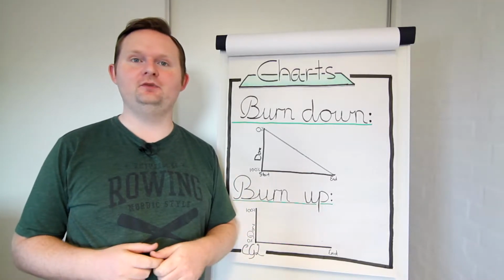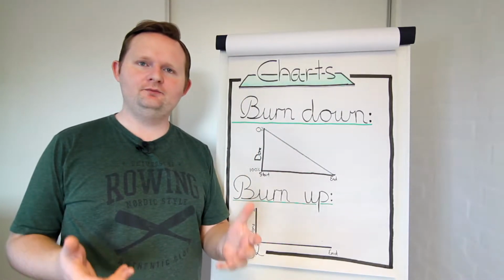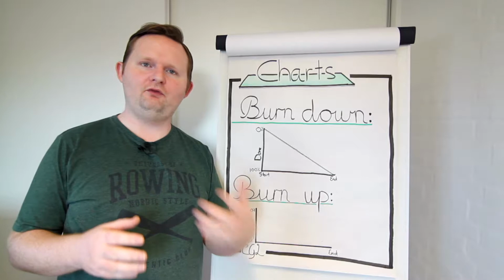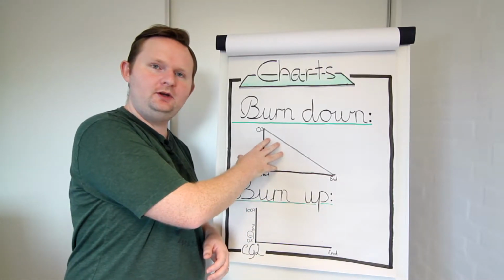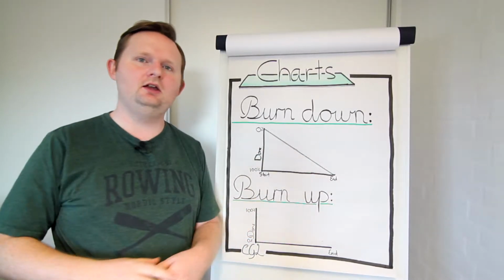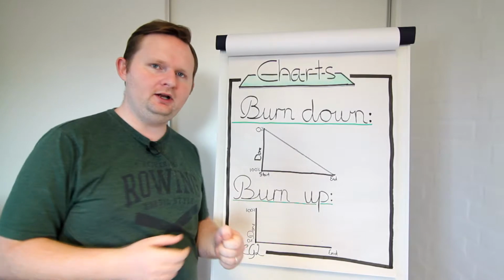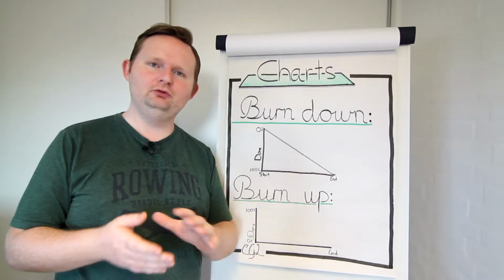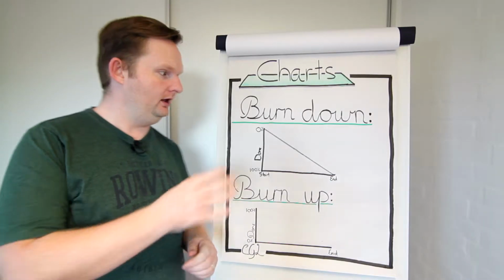Today I'm going to talk a bit about some different charts that I think add value. First, the burn down chart that most people know, and then also the burn up chart that some people know and some people don't. The burn down chart is a brilliant tool to track our progress in a sprint or iteration or whatever we call it.